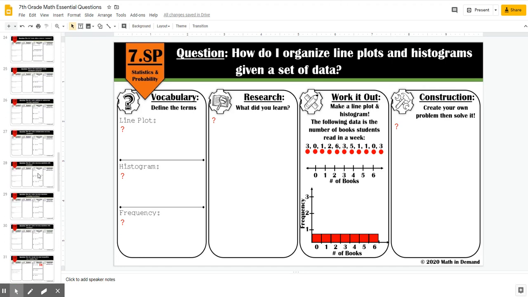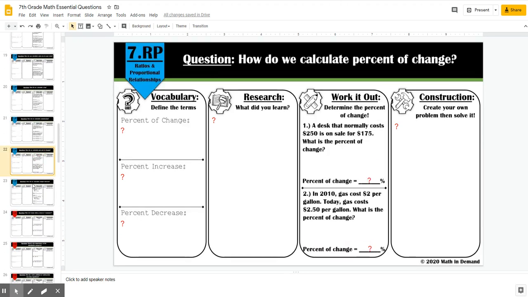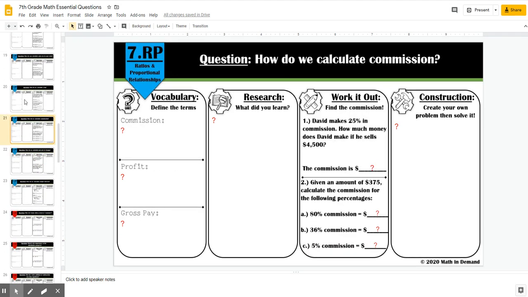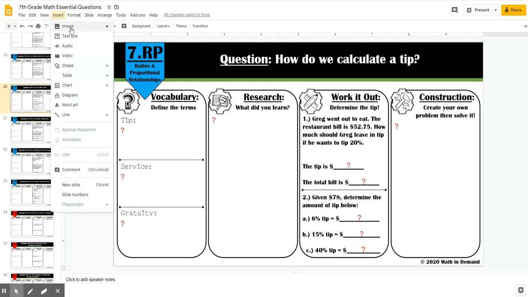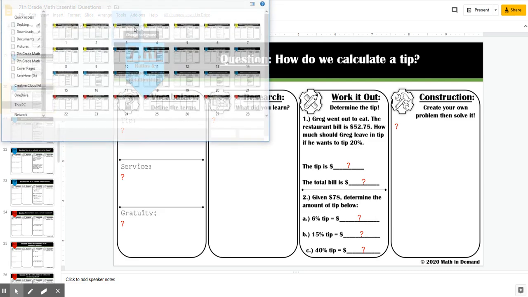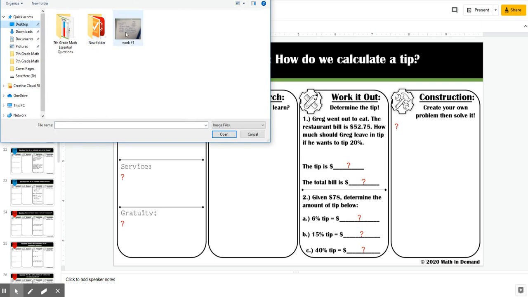Actually, no. I solved this one. Okay, so I solved this one for problem number 1. So I know what the tip is and I know what the bill is, and I'm going to fill that in, but I want my teacher to see my work. So what I'm going to do is go to Insert, and I'm going to do Image, Upload from Computer. I'm going to upload my work.